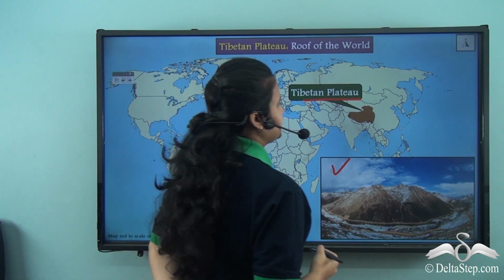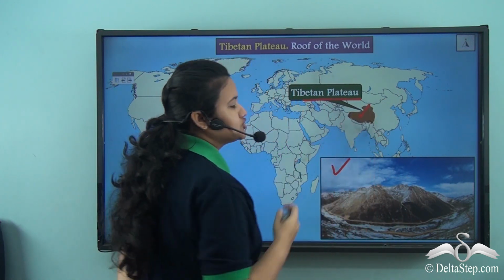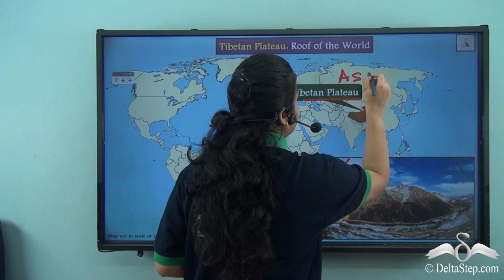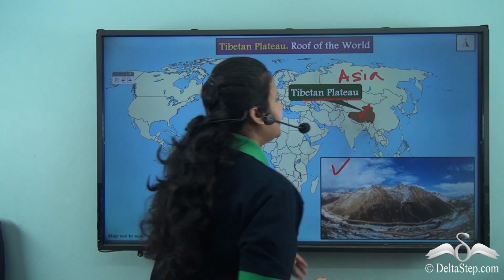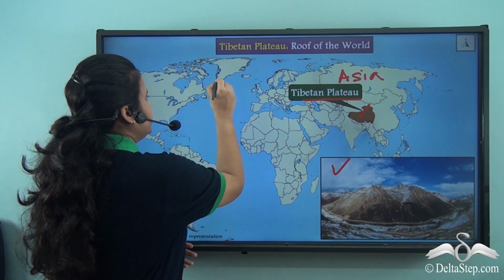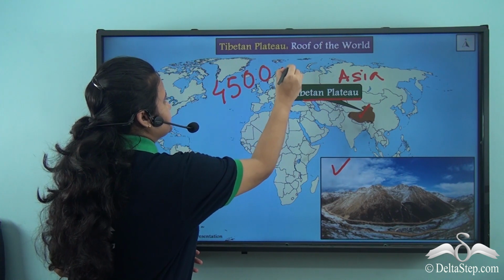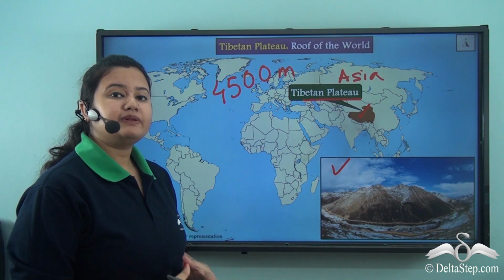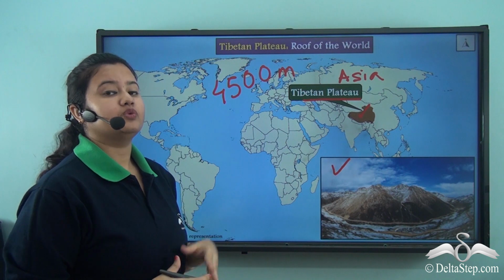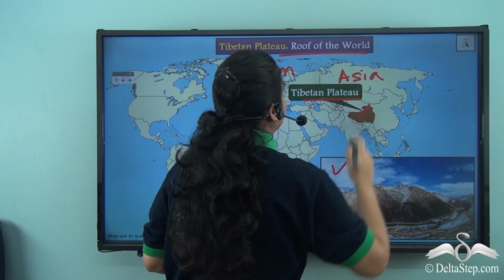It is located in the southern part of China and belongs to the continent of Asia. Now, this plateau has an average elevation of more than 4,500 meters, and therefore this plateau is the largest and the tallest plateau in the world, which is why it is often regarded as the roof of the world.